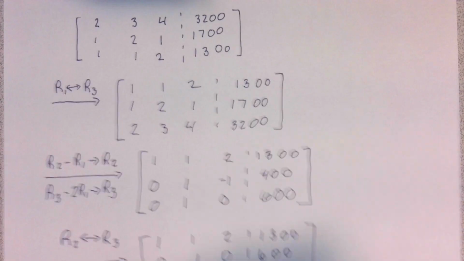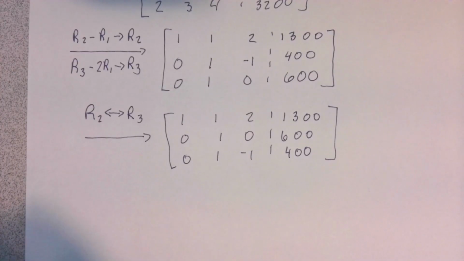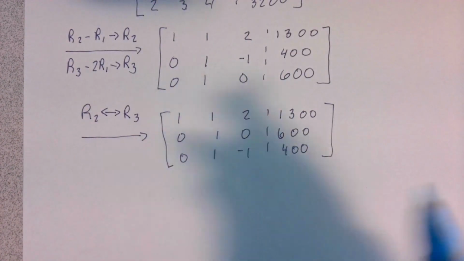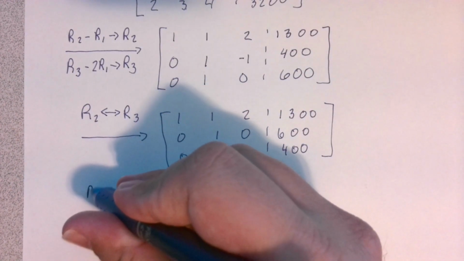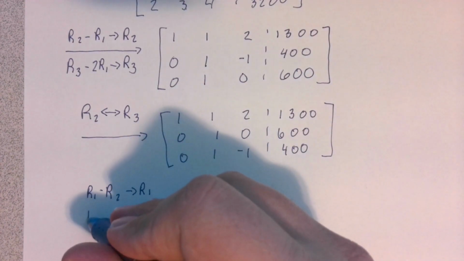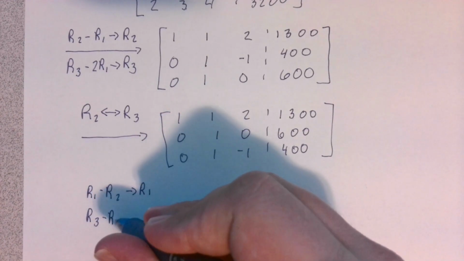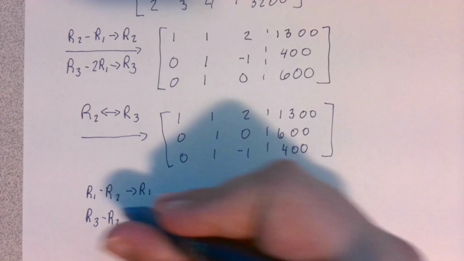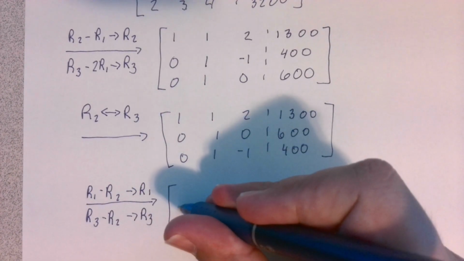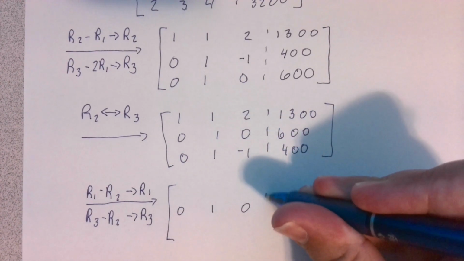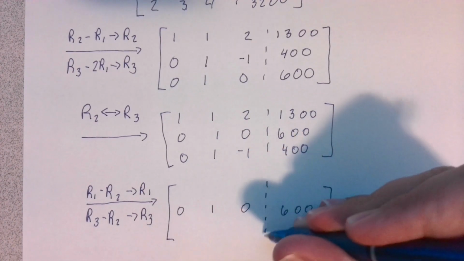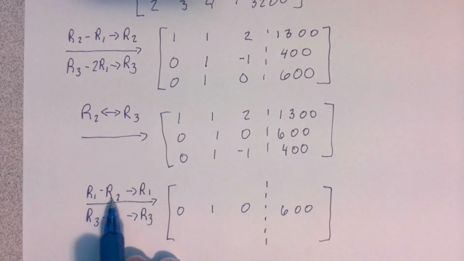Now with a 1 in the 2, 2 spot, after swapping row 2 and row 3, I can make zeros in the rest of column 2. So that'll be row 1 minus row 2, replace row 1. And row 3 minus row 2, replace row 3. So in this scenario, row 2 does not change. Okay, so row 1 minus row 2.